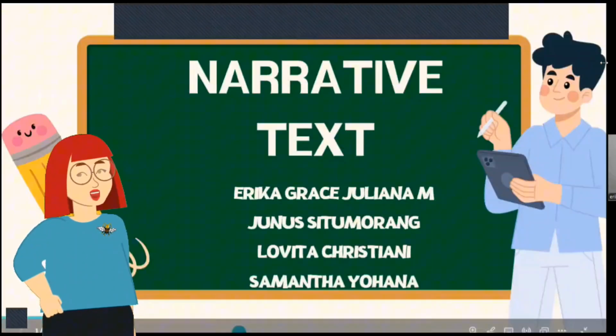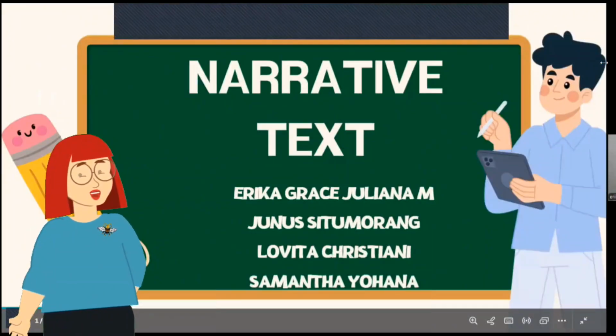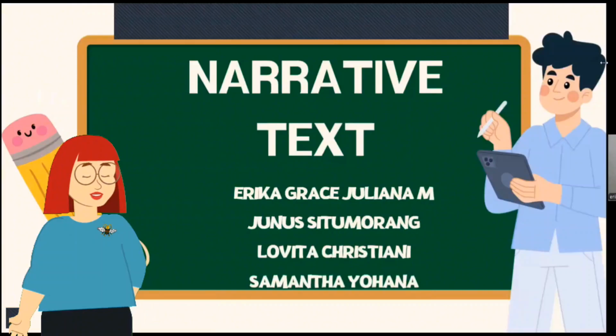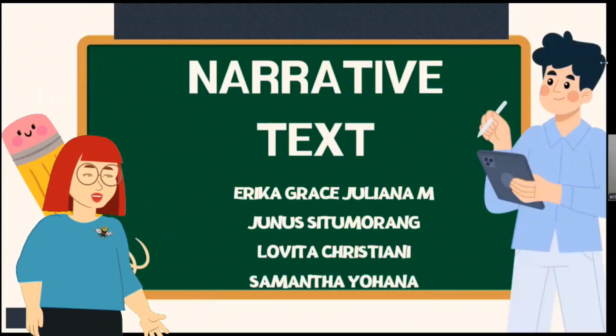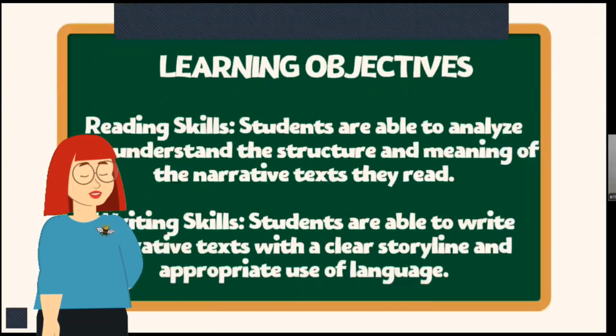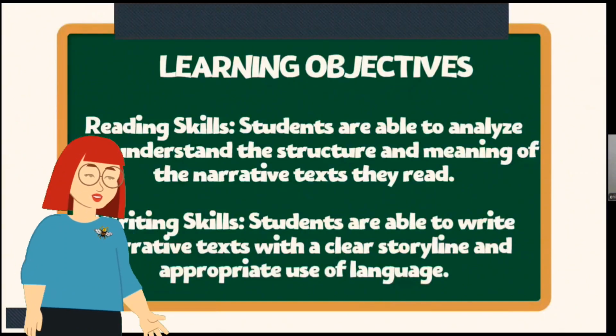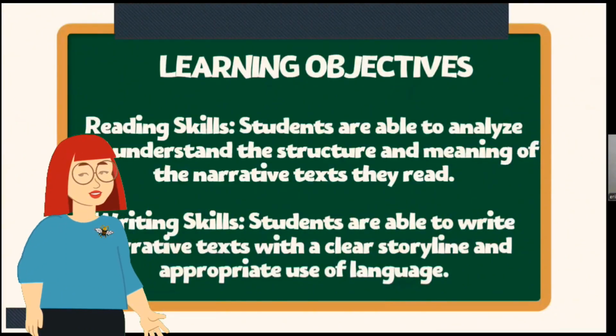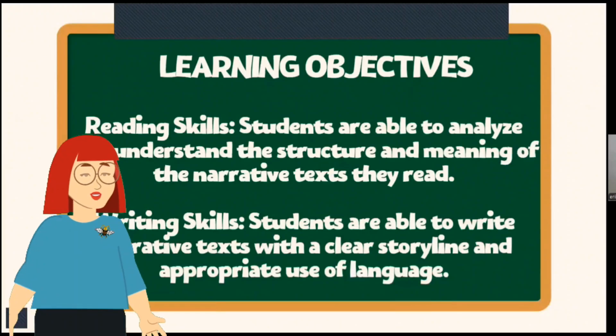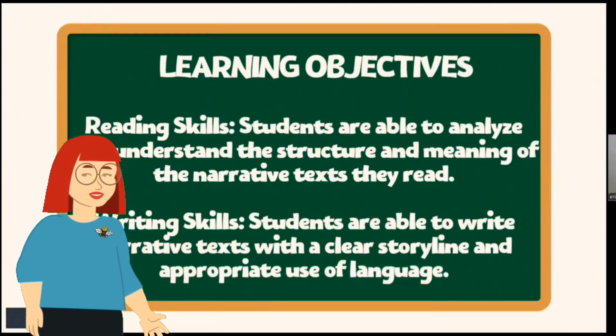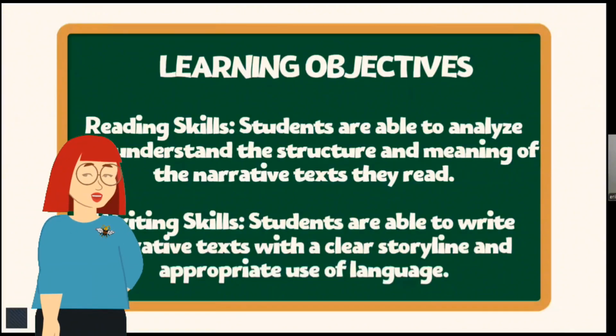Okay, hello everyone. So today we are going to learn about narrative text. So what is narrative text? But before, we are going to know about our learning objective in this narrative text. First is reading skills. Students are able to analyze and understand the structure and meaning of the narrative text they read. And then the writing skills is students are able to write narrative text with a clear storyline and appropriate use of language. Okay, the definition will be explained by Miss Lovita.